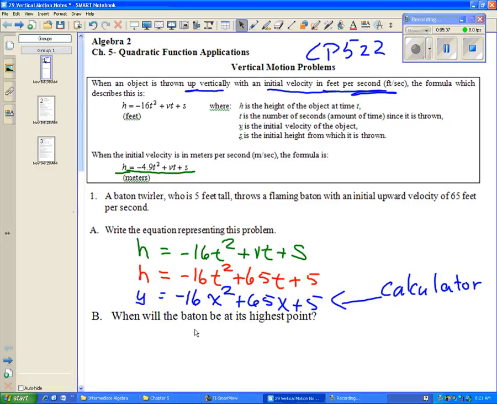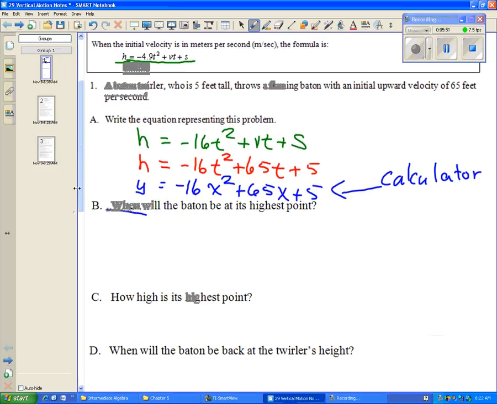So let's look at my question. Letter B asks us, when, that's the key word there, when will the baton be at its highest point? I'm going to scroll down a little bit so we can see this. When will the baton be at its highest point? Highest point is key. Let's do that in red. Highest point, when? So I'm looking for the time when I'm at my highest point. That's my maximum. So this is just like maximizing the problems that we've been doing. What is my time when I get to my highest point?